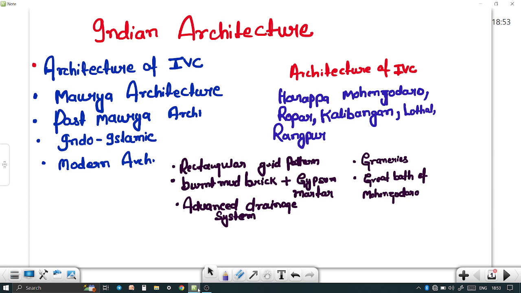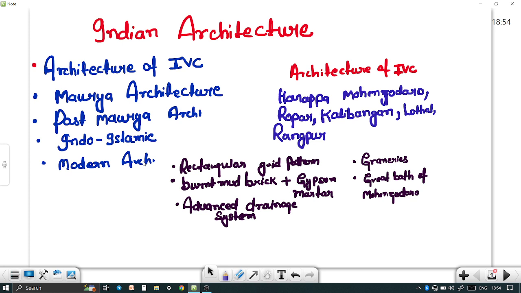Indian architecture is rooted in the history, culture, and religion of India. The story of Indian architecture is also a story of evolution from the IVC to British rule in India, and all this development of architecture we will see here. The first is the architecture of the IVC. Then we will see the development of architecture in the Mughal period, then post-Maurya architecture, then Indo-Islamic architecture, and then modern architecture.